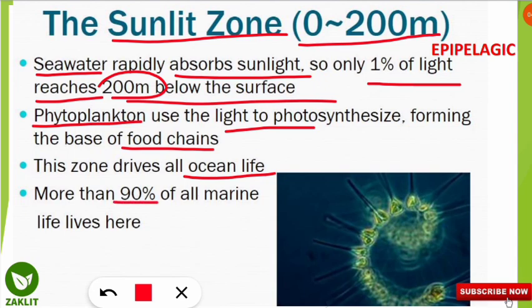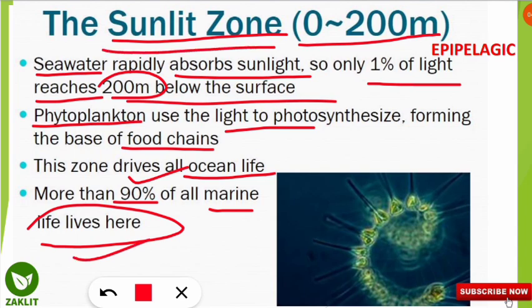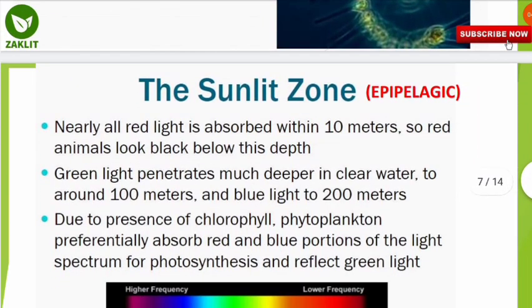More than 90% of all the marine life lives here. How can you say that? Big fishes will be inside the ocean, but more than 90% means they're talking about the phytoplankton, zooplankton, and small organisms. So they constitute 90% of all marine organisms living in this sunlit zone. Let's move to the next slide and know more about the sunlit zone.